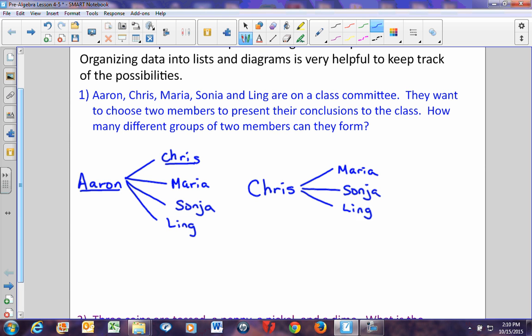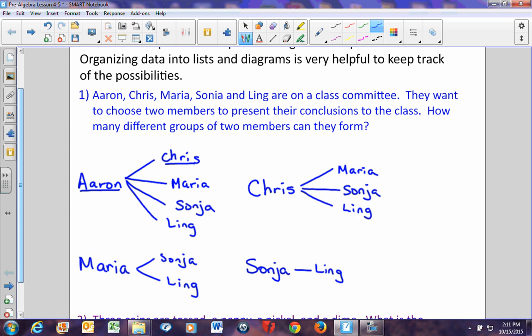Now we can think about the pairings for Maria. Maria was already paired with Chris, and Maria was already paired with Aaron, so we're not going to pair her again with those same people. So Maria can be paired with Sonia, and Maria can be paired with Ling. And last but not least, we have Sonia. Sonia was already paired with Maria, Chris, and Aaron, so the only person left for Sonia to be paired with is Ling. And obviously, by the time we get to Ling, Ling hasn't been paired with everybody else.